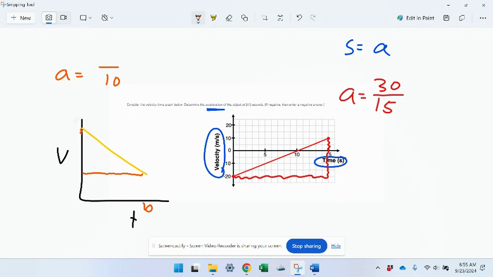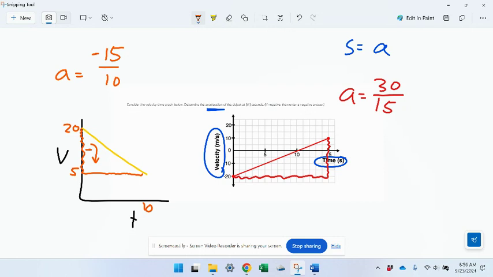What would this rise be? Well, it's going to be negative because it's going down. But say this is 5 and say this is 20. Well, in this case, the rise would be a negative 15. And so note, you would get a negative value for that acceleration.